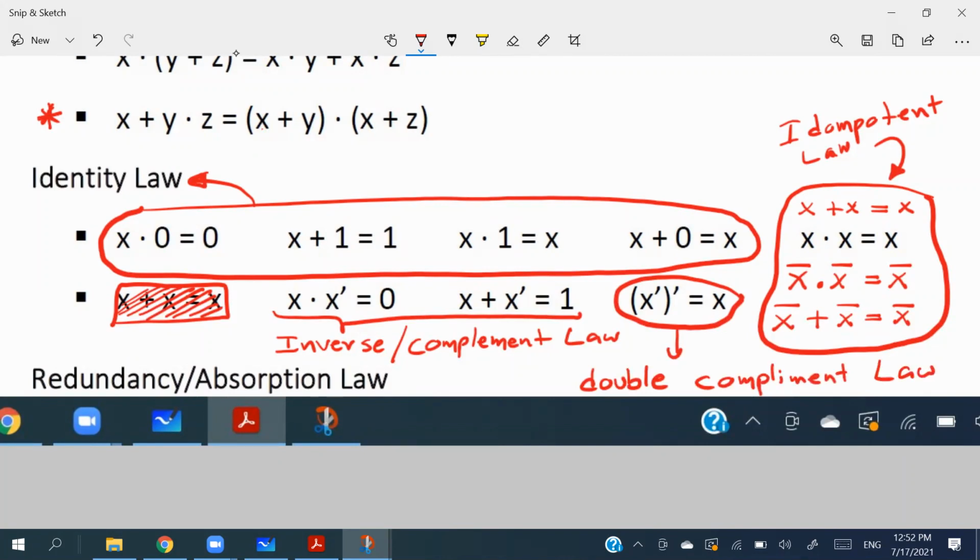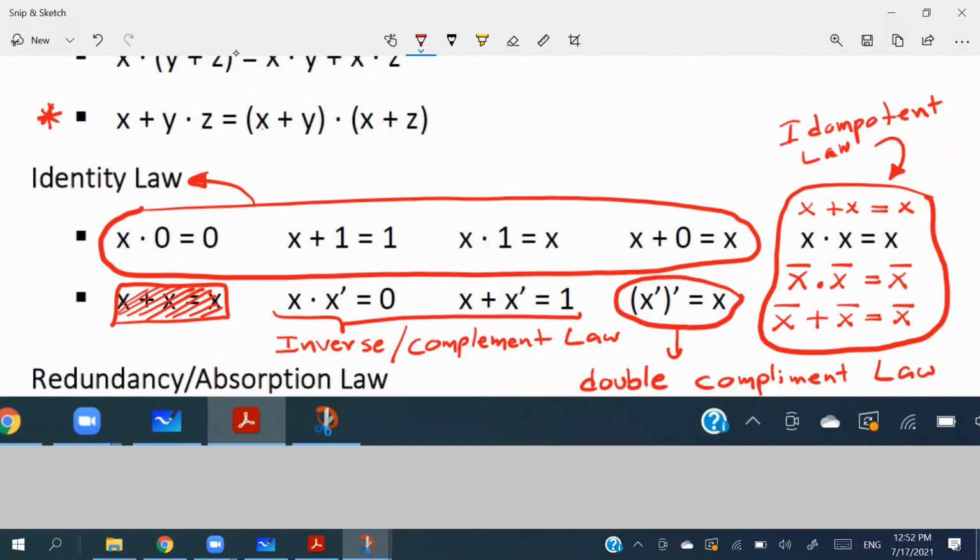Right? So this is how they have categorized these. Earlier, everything was called identity law. Now they have categorized those things like identity laws, inverse laws, idempotent laws, and double complement laws.